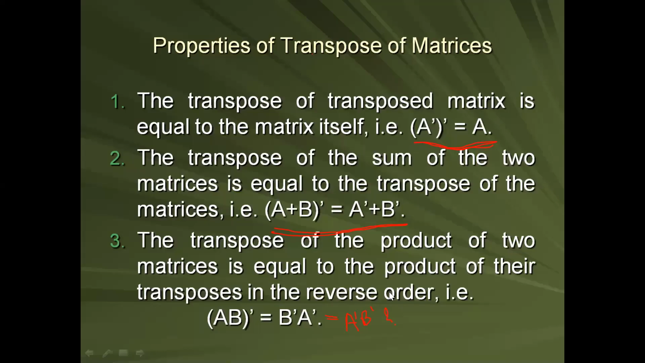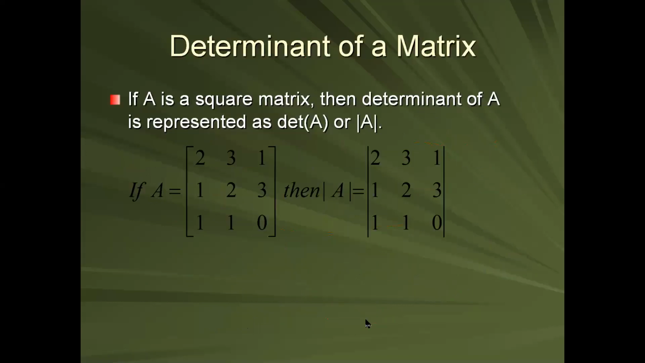Okay, so you cannot write this. So this is not true. All right. Now we see what is the determinant of a matrix. This is the notation for determinant of A.